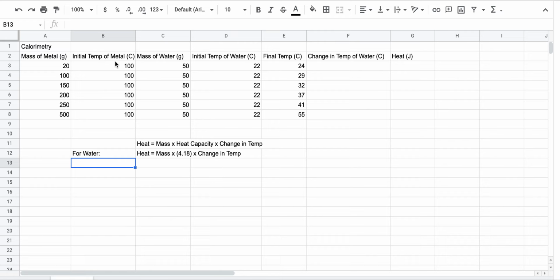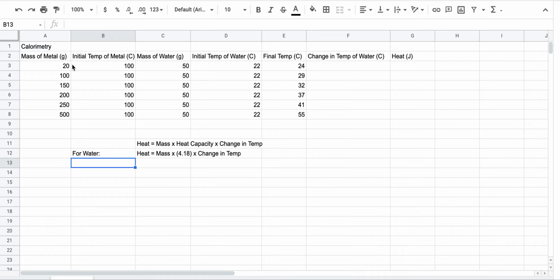Like we did before, the temperature of that metal is going to be starting at 100 because we put it in boiling water. The mass of water, we're going to start with 50 grams of water every single time, and the water starting at a temperature of 22 for every single one of the cases. We take the very hot 100-degree metal and we put it into the 50 grams of water in our styrofoam cup calorimeter, if you remember how we did that before. And we measure how much the temperature went up. What's the final temperature that it goes up to?